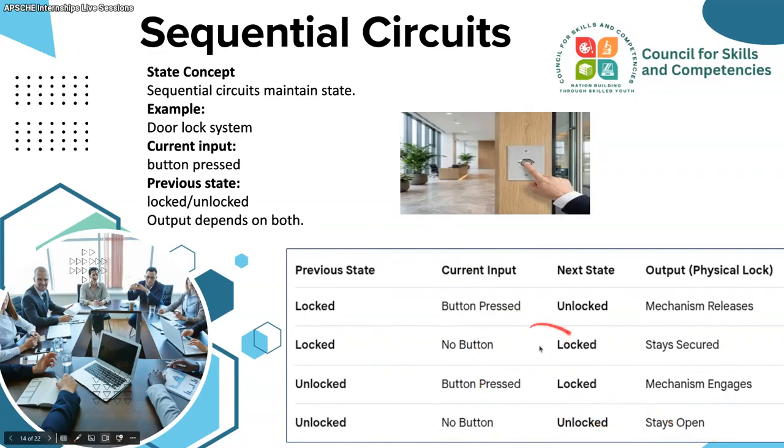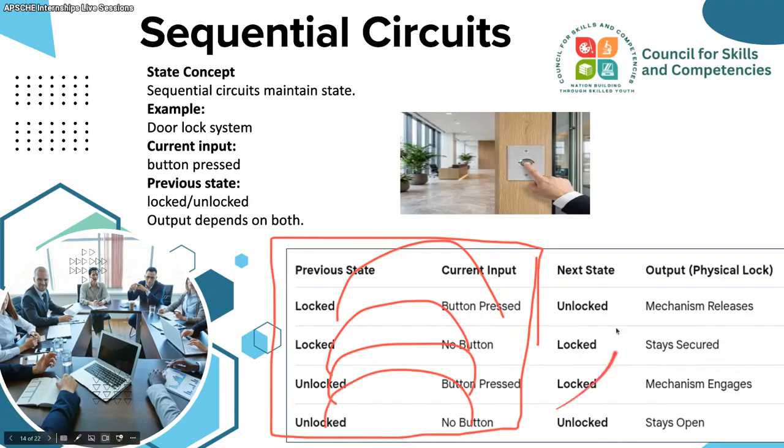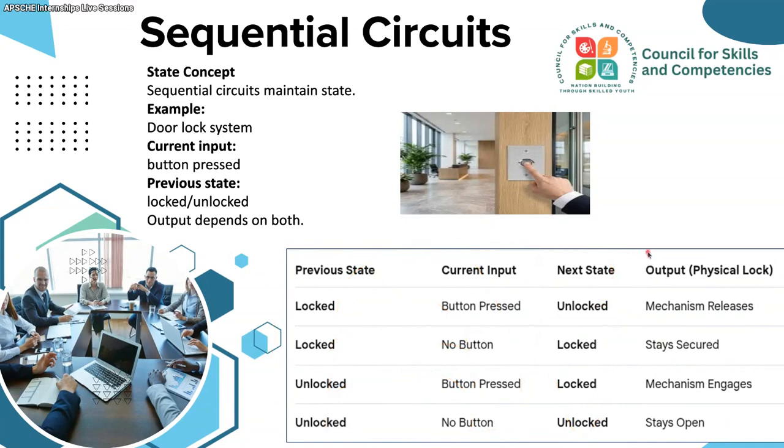So this is one example of a sequential circuit where the output is going to depend upon both the previous state and the current input. With that, we are deriving the next state. That next state is nothing but its present output. This is the idea behind the sequential circuit. Hope you guys are able to understand it.